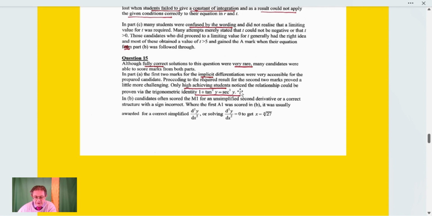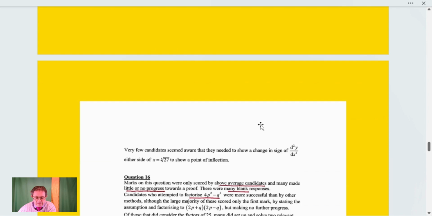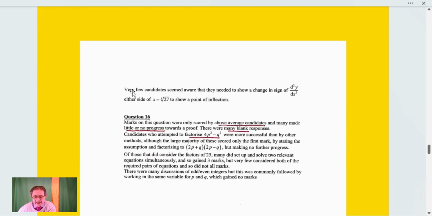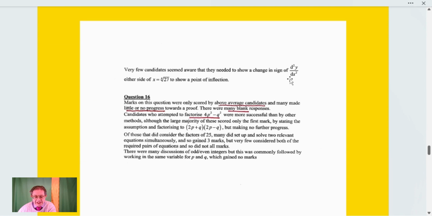So something worth noting. In part B, candidates often got an unsimplified second derivative. Where the first A was scored, it was usually for x equals the fourth root of 27. But very few candidates seemed aware they needed to show a change in sign of the second derivative to show a point of inflection. So something really to store away for next time.